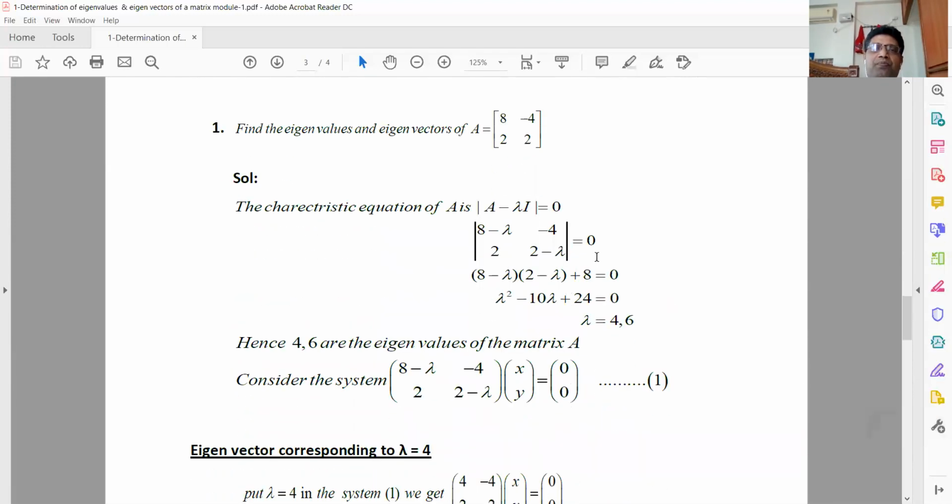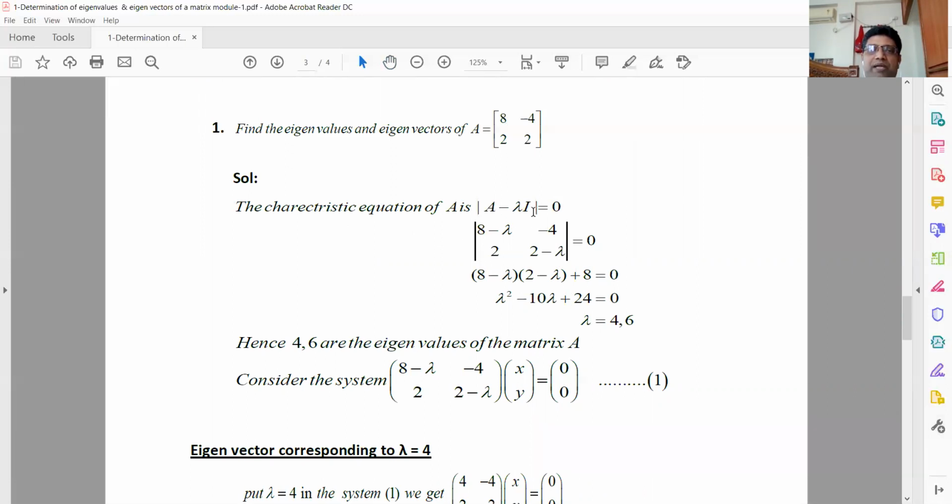So this is a matrix of 2 by 2 order. First we have to calculate the characteristic equation. Characteristic equation means determinant of A minus lambda I equals 0. So (8 minus lambda), minus 4, 2, (2 minus lambda) equals 0.